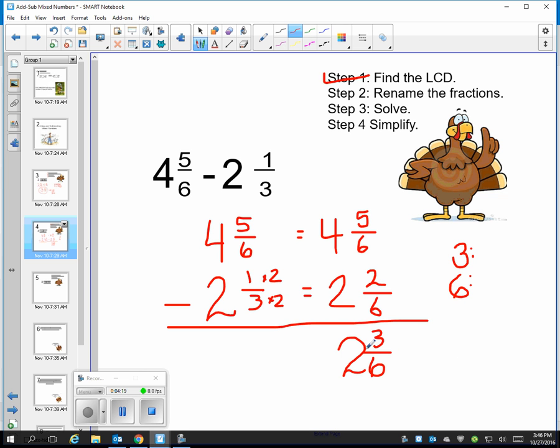Okay, before I circle this as my answer, I've got to ask myself, can I simplify it? So what are my factors of 3? Only 1 and 3. So is 3 a factor of 6? Yeah, so I can divide the top and the bottom both by 3. 3 divided by 3 is 1, and 6 divided by 3 is 2. And then my whole number stays the same. So 2 3/6 is equal to 2 1/2.